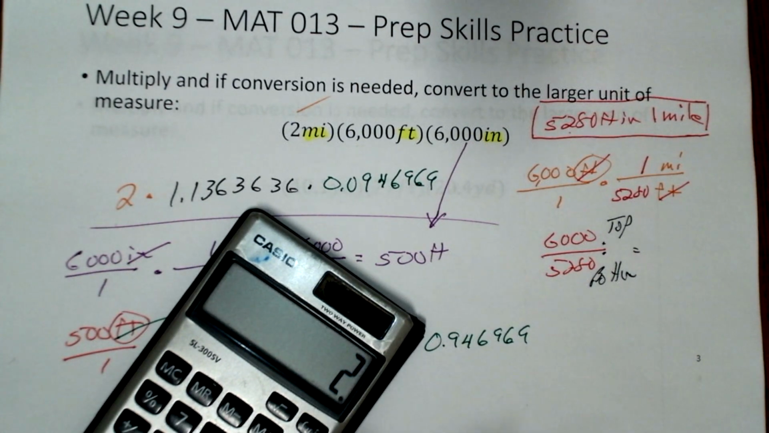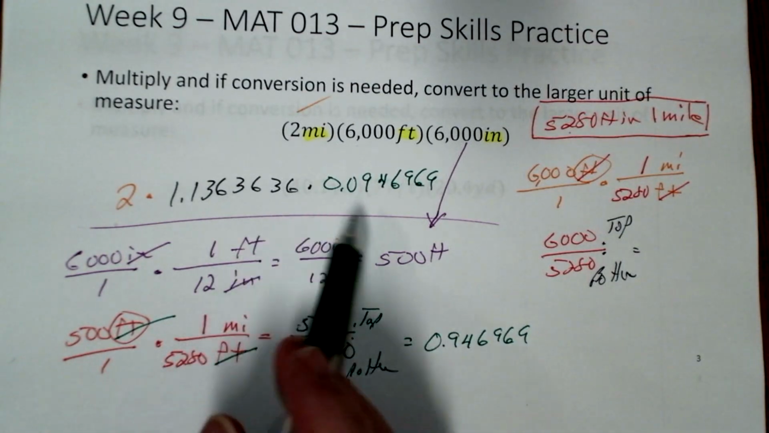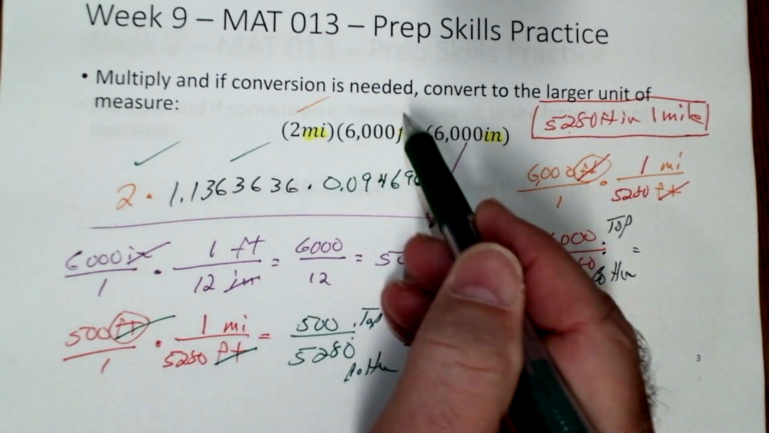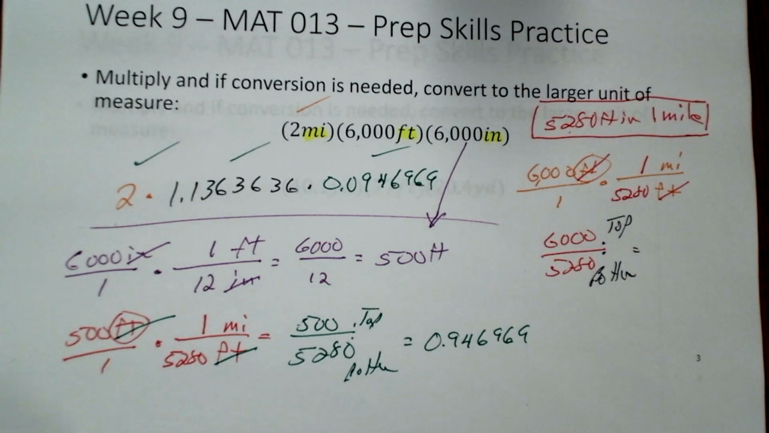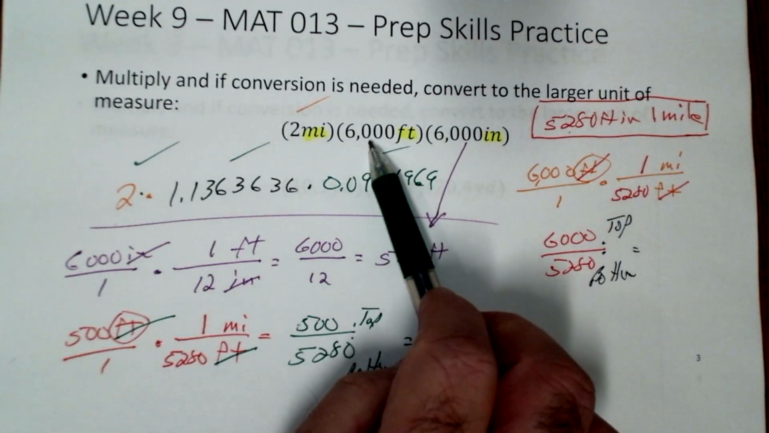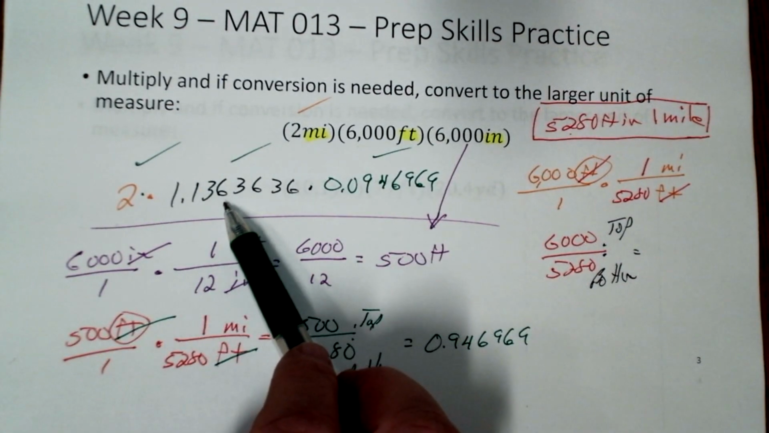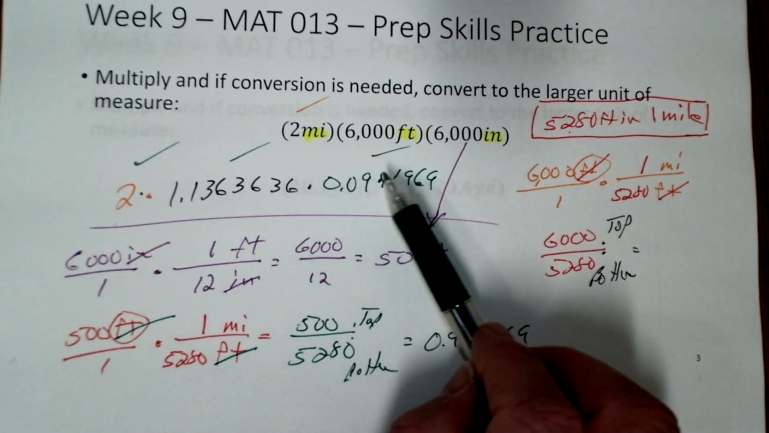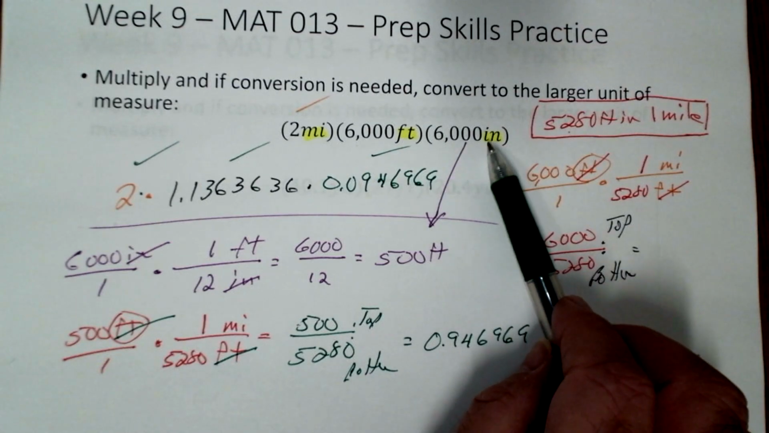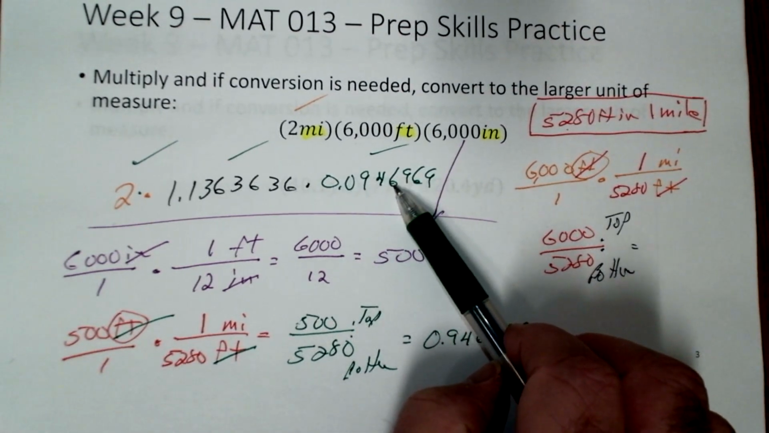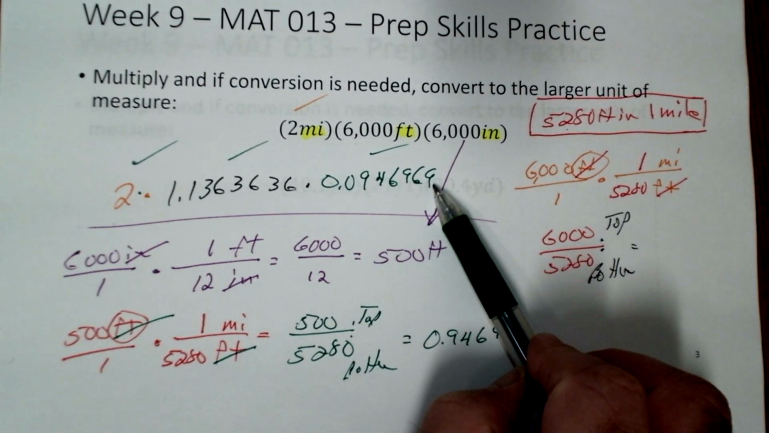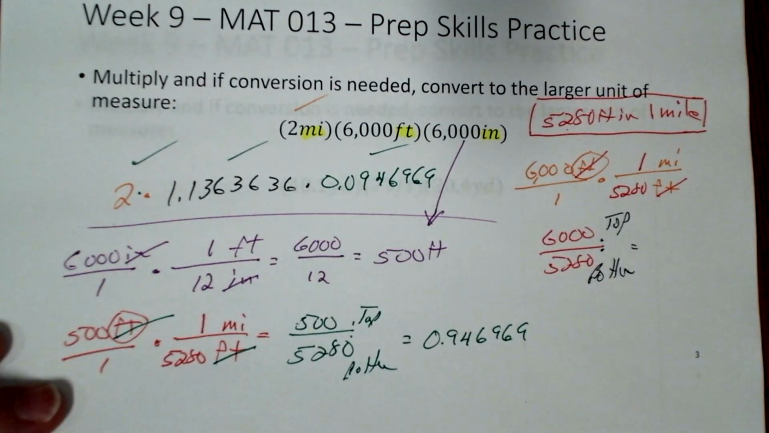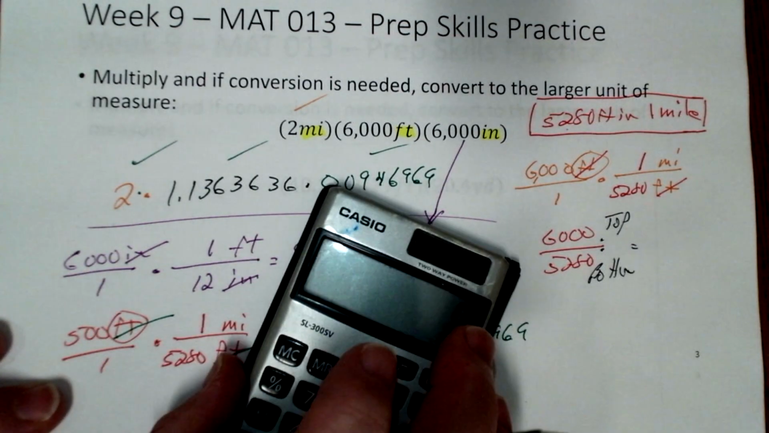We'll go 2 times 1.1, because let me back up a second. We've now got a place where every one of these is in miles, the equivalent of miles. In 2 miles is obviously 2 miles. In 6,000 feet, there's 1.1363636 to eternity and beyond miles. In 6,000 inches, there's 0.09466969 miles. So we have them all in miles now, if you will.